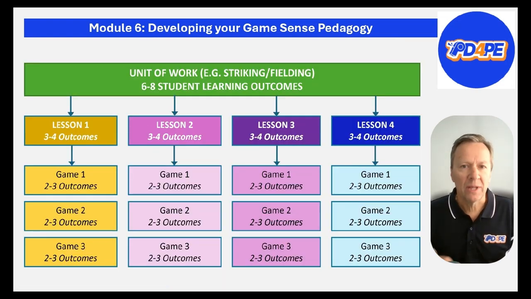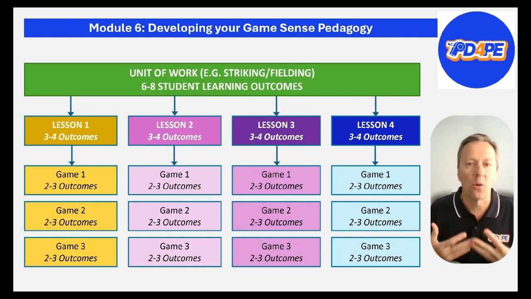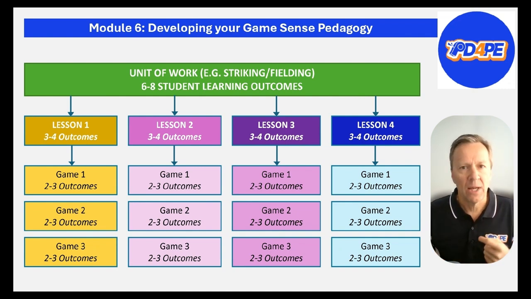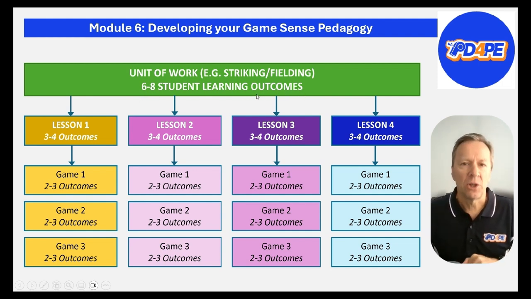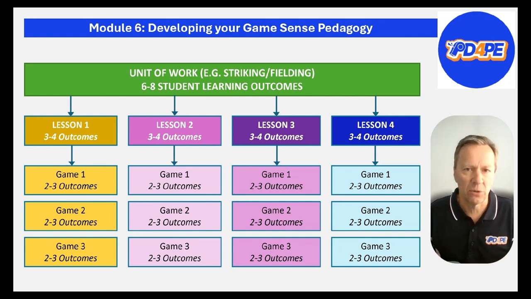Right, so now if we look at how we would go about developing a game sense unit of work and how the unit outcomes, the lesson outcomes, and our questioning all fit together. In our unit of work, for example, a striking and fielding unit, we would develop between 6 to 8 student learning outcomes. If we remember back to our last module, those learning outcomes should be linked in with the 4 student learning domains of knowledge, skills, affective and social.